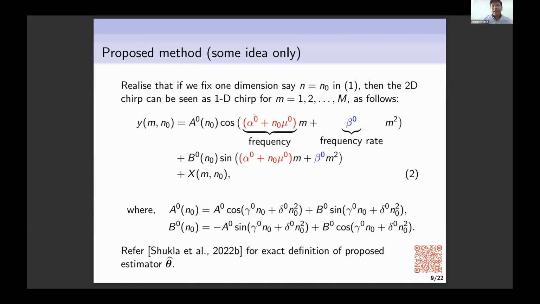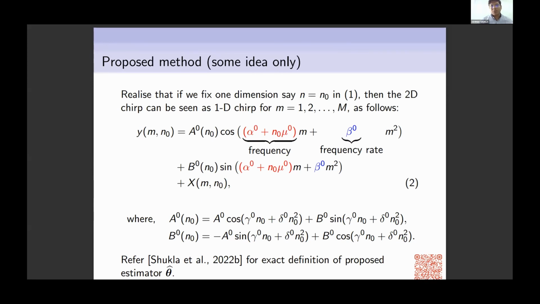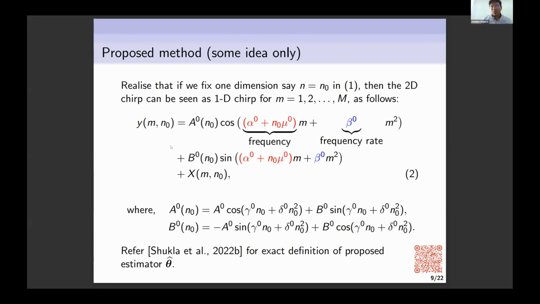Now I will discuss only a brief idea about how we have proposed our estimators. If you look at the data matrix at one of the columns, say n naught, you can retransform equation 1 into equation 2, where equation 2 can be seen as a one-dimensional chirp model. So right now, the nonlinear parameters are only 2. Previously, it was 5. So we have drastically reduced the computational problem from 5D to a 2D problem. And now we can use least squares corresponding to each of the columns and each of the rows, and then we can recover our estimates of the parameters alpha naught, mu naught, beta naught, gamma naught, delta naught.